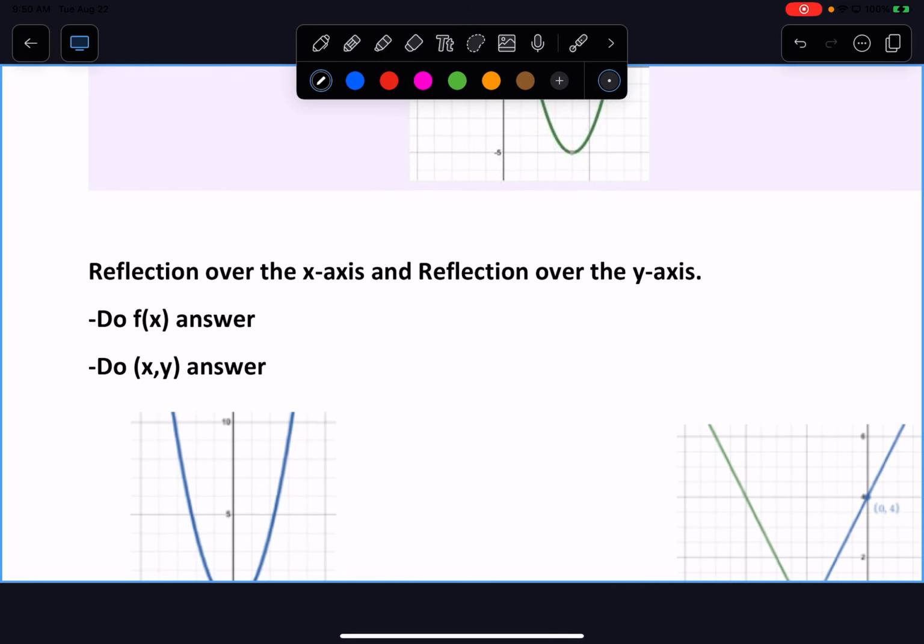Let's write this in our notes. This one does, once again, take a little bit of understanding, which will then help us memorize what to do. So we're going to now reflect over the x-axis and reflect over the y-axis. So let's talk about flipping or reflecting, same thing, over the x-axis.